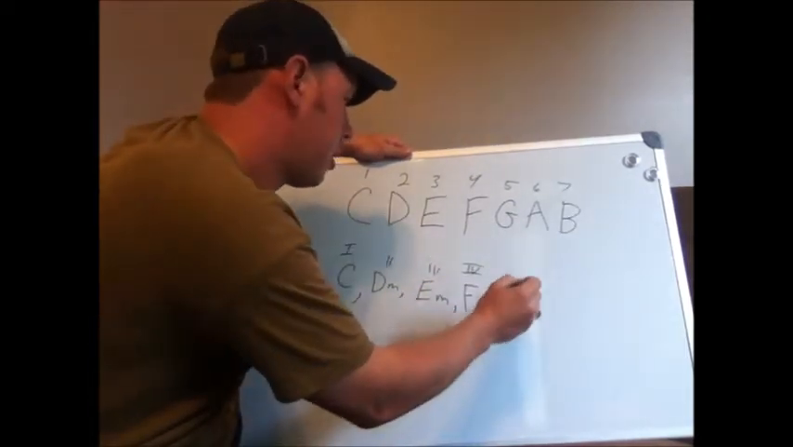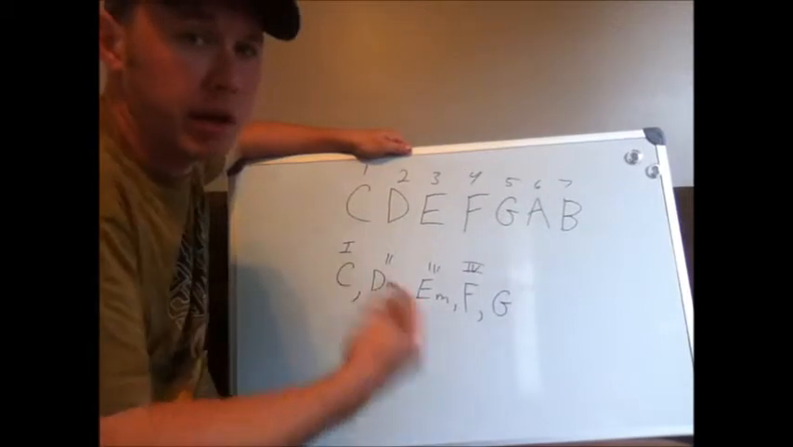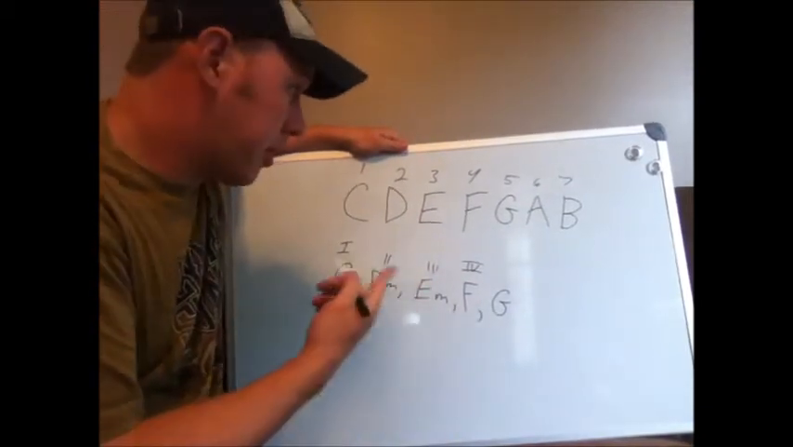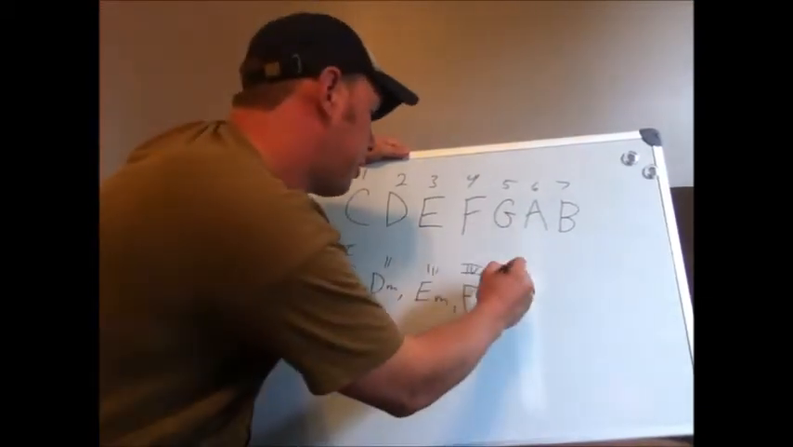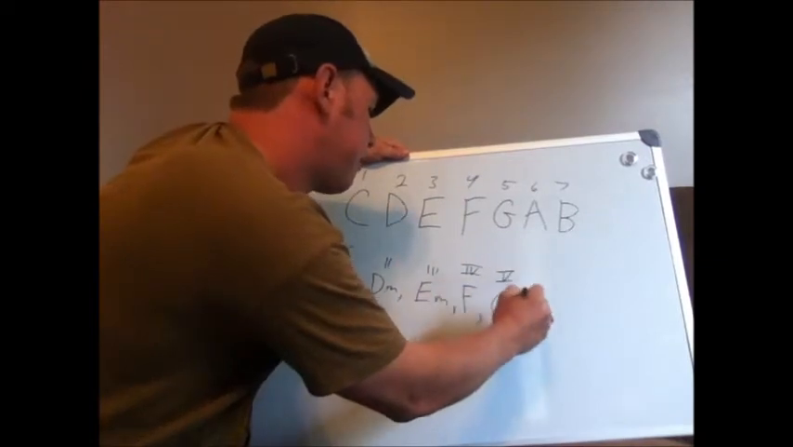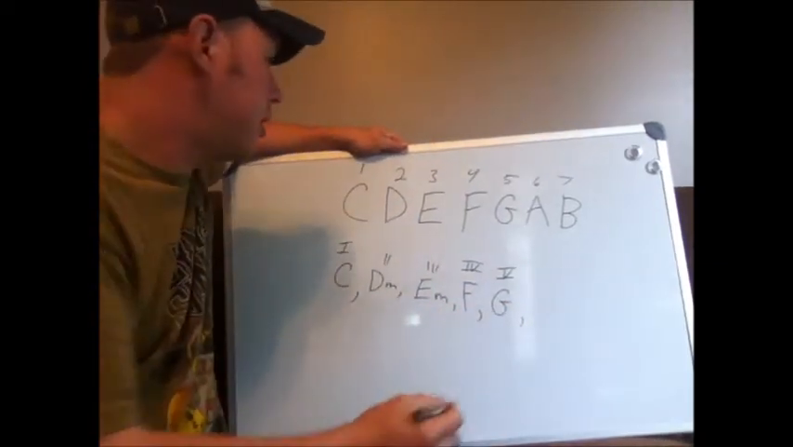G, A, B. We know from earlier the B is a major third in the key of G scale. So this is your major fifth. Now, the sixth note was A.